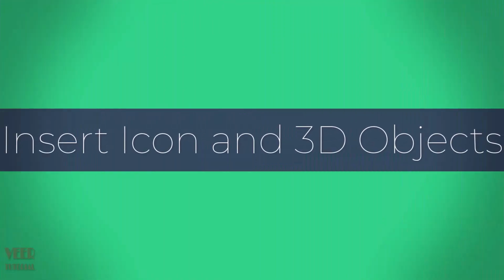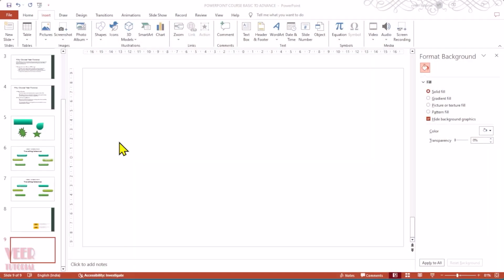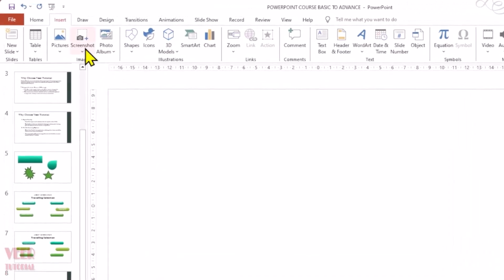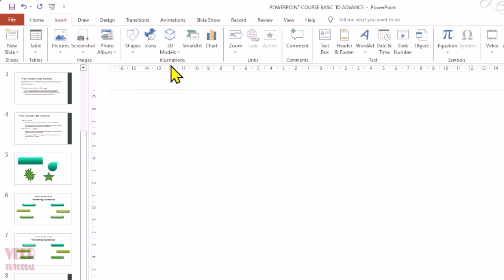Hello and welcome once again to the PowerPoint 2019 course. In this video, we are going to explore how to insert icons and 3D models in your presentation. First of all, we have to insert a blank slide. Now we need to insert using the insert tab, then come to the illustration.